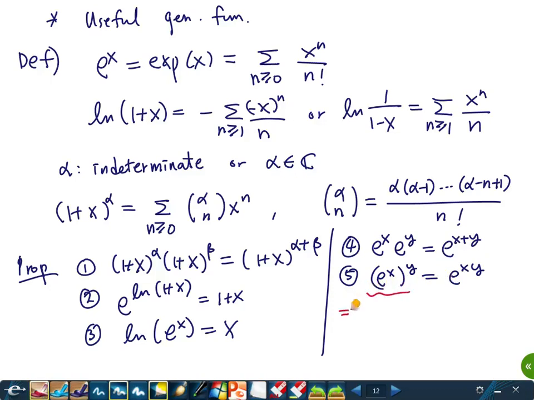Because this is a power function, we have to convert this into this form. How? 1 plus (e to the x minus 1) to the y, right? So it is now 1 plus something. So this 1 plus x raised to y is in fact a composition of two functions. So you have to understand this that way. In that way you can prove this.